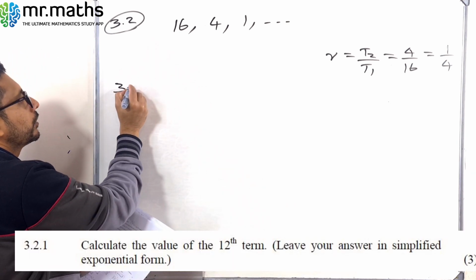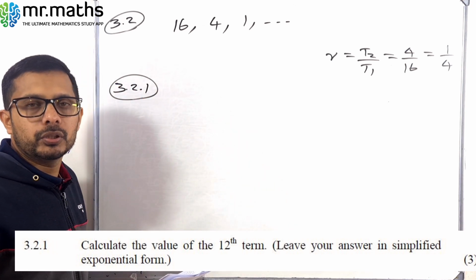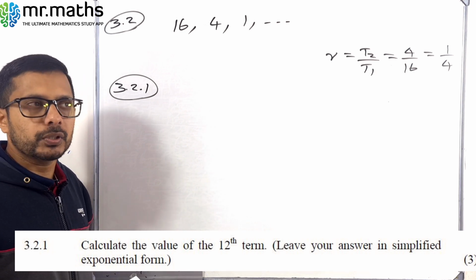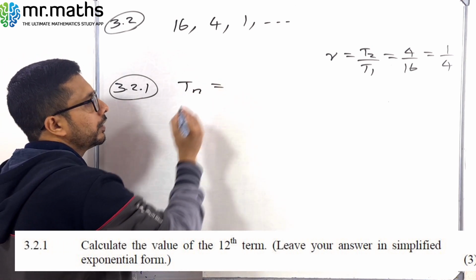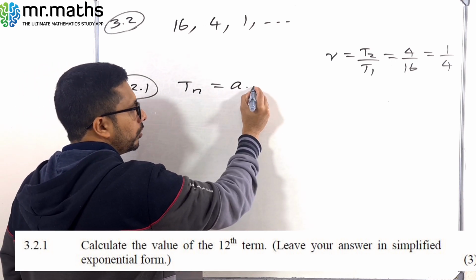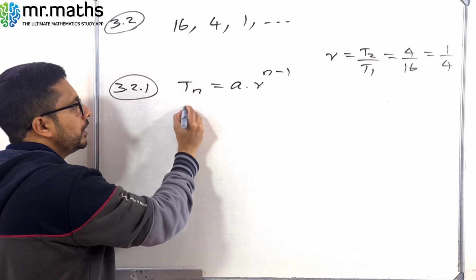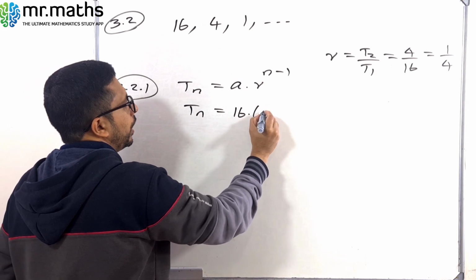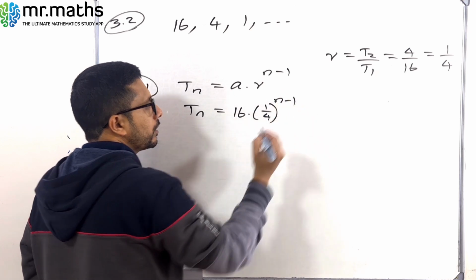3.2.1. What is that question? Calculate the value of the 12th term. You have to find the value of the 12th term. To find the value of the 12th term, first you have to know what is Tn. So what is the formula to find Tn in the case of a geometric sequence? You have to know these formulas. A into r raised to n minus 1. So Tn is equal to A, the first term, that is 16, into r. R is 1 over 4, the common ratio, raised to n minus 1.